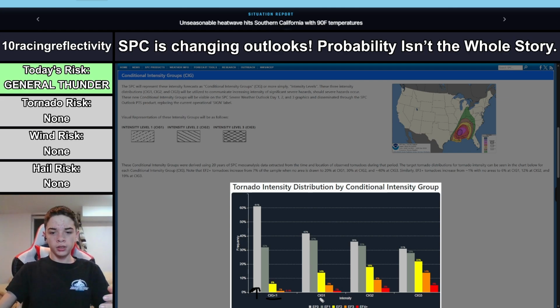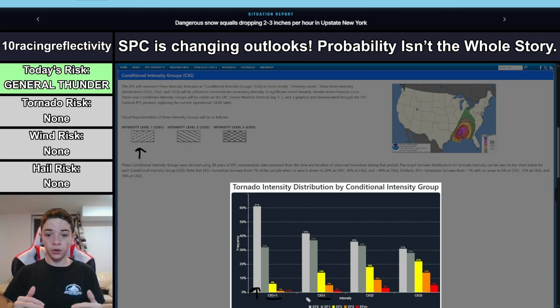For CIG1, you can see, as shown by this hatching here, that EF0 has declined, but EF1 is still rising a little bit. But you mainly see the bigger difference with the EF2 through 4 plus, all starting to rise a bit. EF2 has gone from 6 all the way up to 14%.